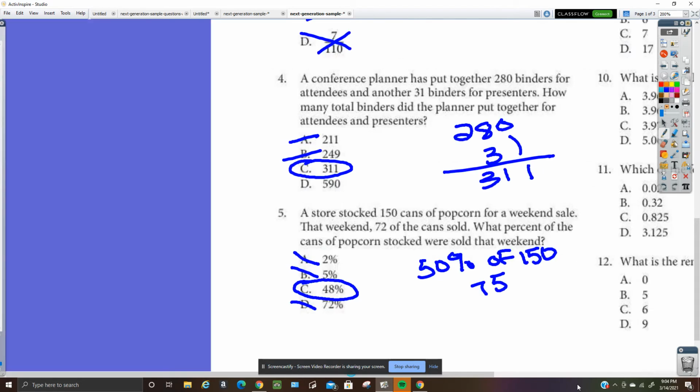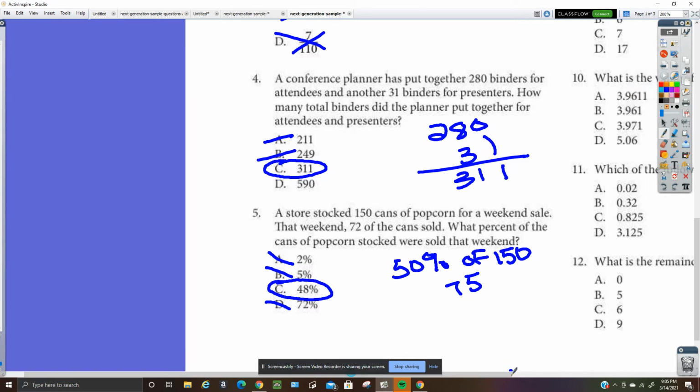And back up here to number 6. Let's see if I can scroll over here.